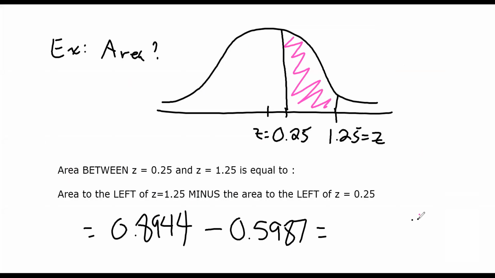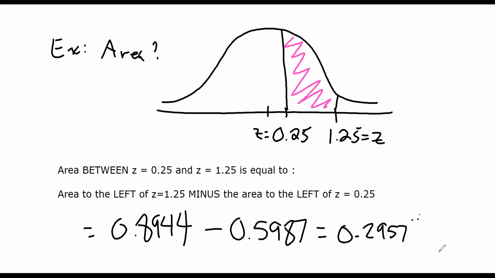Well, that's just a subtraction problem. This is what calculators are for. So, calculator real quick. 5987. And by the way, I didn't type the decimals because I know this is decimals. 0.2957.